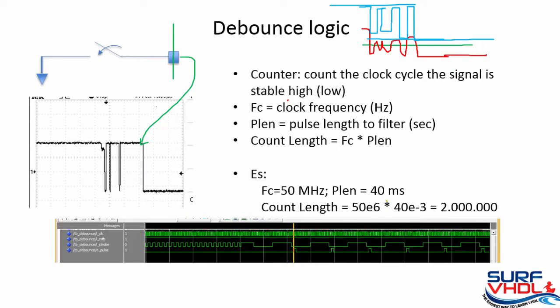So, to be more general, if Fc is the clock frequency of the FPGA, and we need to filter a pulse length of p-length seconds, we need to count Fc times pulse length clock cycles. For instance, if Fc is 50 MHz and we need to filter something less than 40 milliseconds, we need to count 2 million clock cycles.